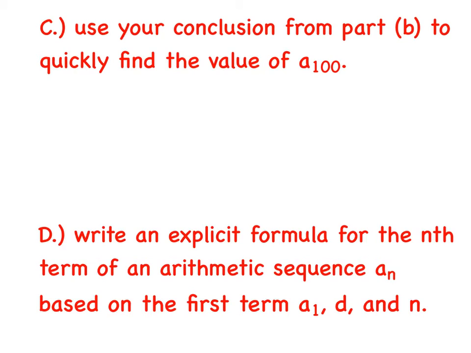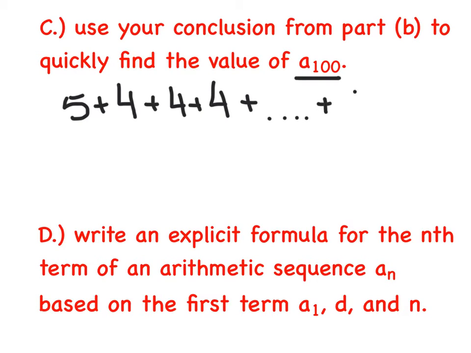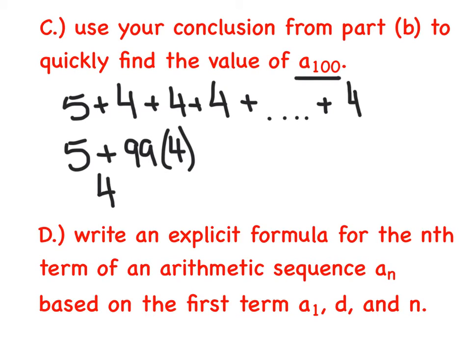So the question is, how are we going to get a sub 100? Well, what you would do is you would start with the 5, and then you would start adding a 4 to it 99 times. Do you see that? You'd have to add the 4 99 times. So instead of doing all the adding, I'm going to do 99 times 4 and then add that to the 5, and I think that's going to give me 401.